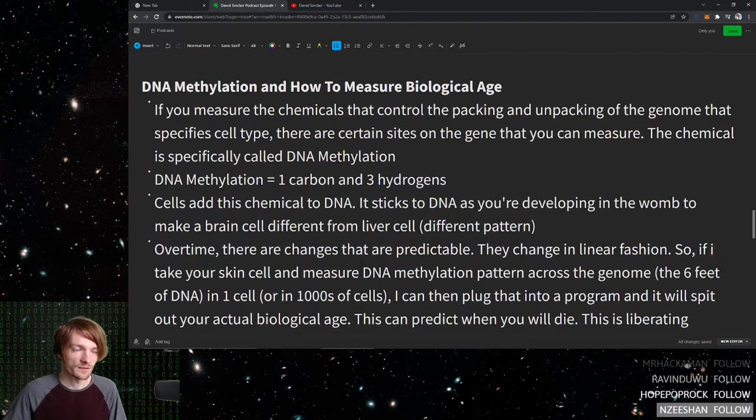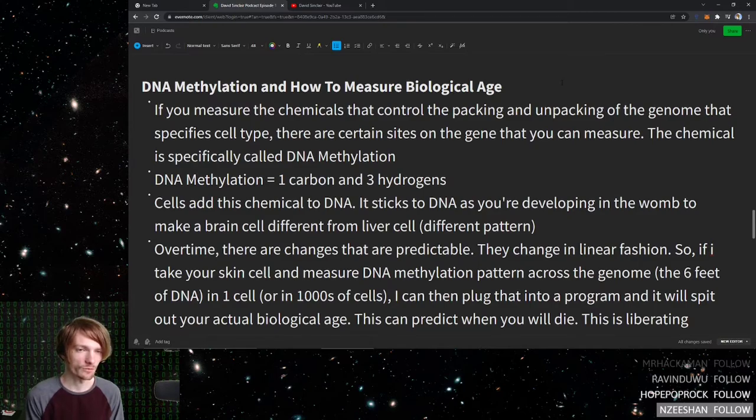Alright, so this is the last thing I want to talk about, which is how to measure biological age, and also DNA methylation. So, if you measure the chemicals that control the packing and unpacking of the genome that specifies cell type, there are certain sites on the gene that you can measure. The chemical is specifically called DNA methylation.